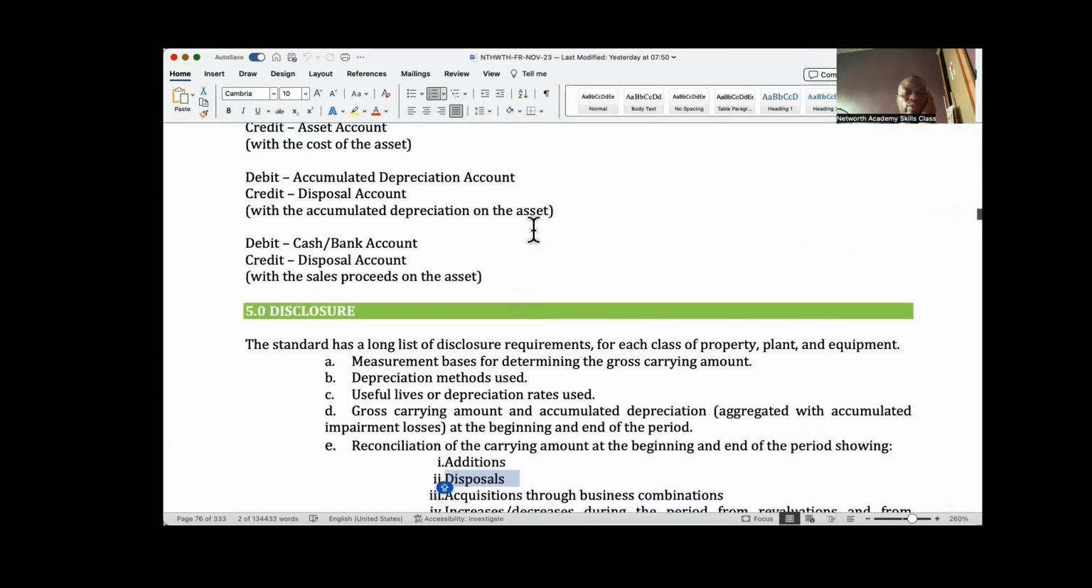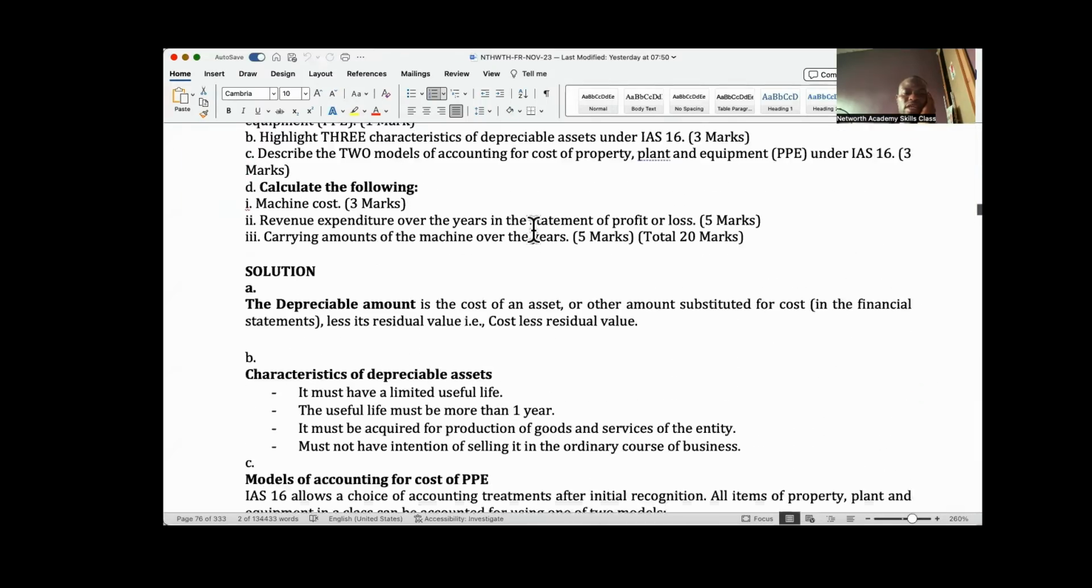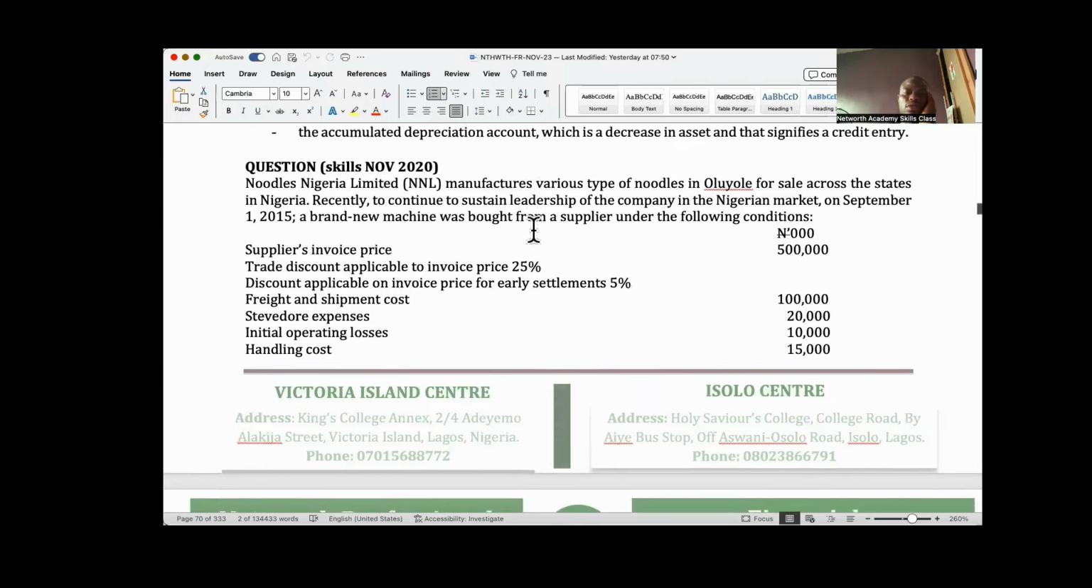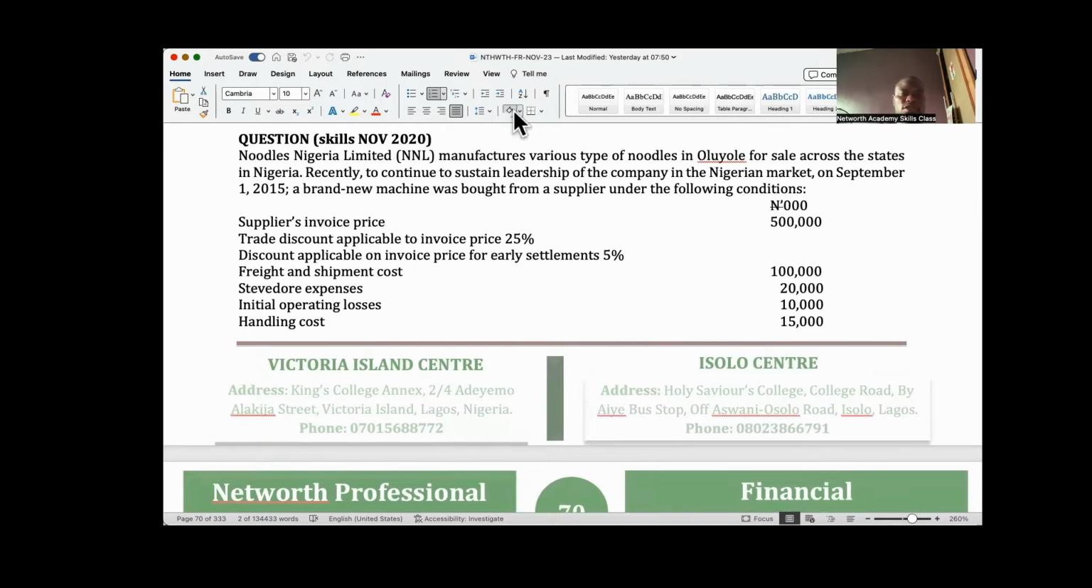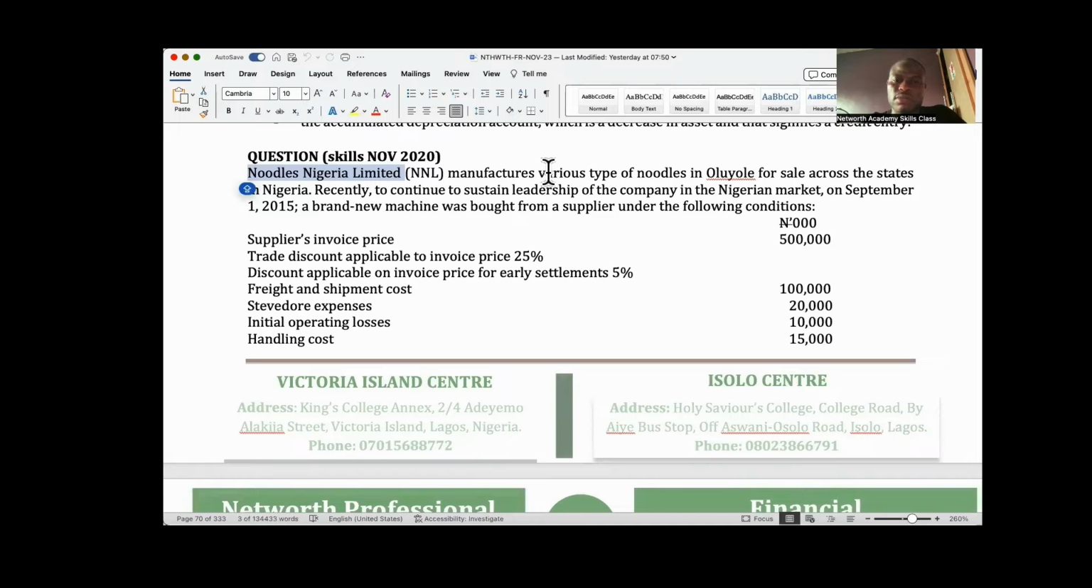Okay, so we have looked at the principle. Let's start with this assignment I gave you, this past question. Let's start using that to solve questions. So this question was asked in November 2020. And what was this question about? So it said that Noodles Nigeria Limited manufactures various types of noodles in Oluyole for sale across the states in Nigeria.